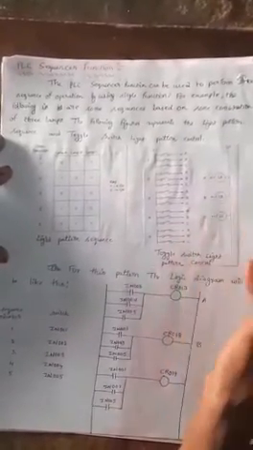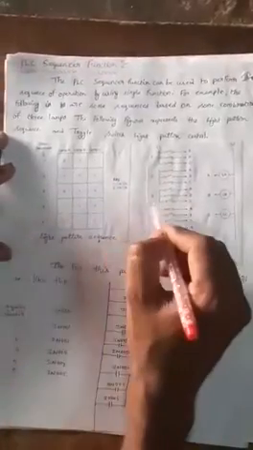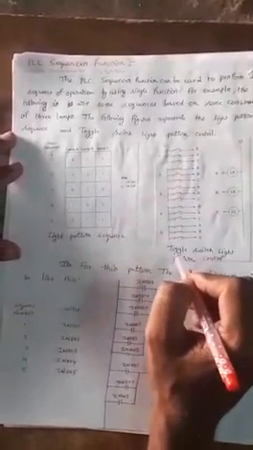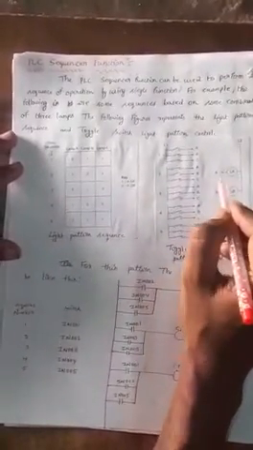What does the PLC sequencer function mean? The PLC sequencer function can be used to perform a sequence of operations. That means in this following example we have 3 lamps. By using 3 lamps we can perform 5 sequences. This is one sequence, this is another sequence, and this is the final sequence. So for these 5 sequences we can use the same 3 lamps in this manner.